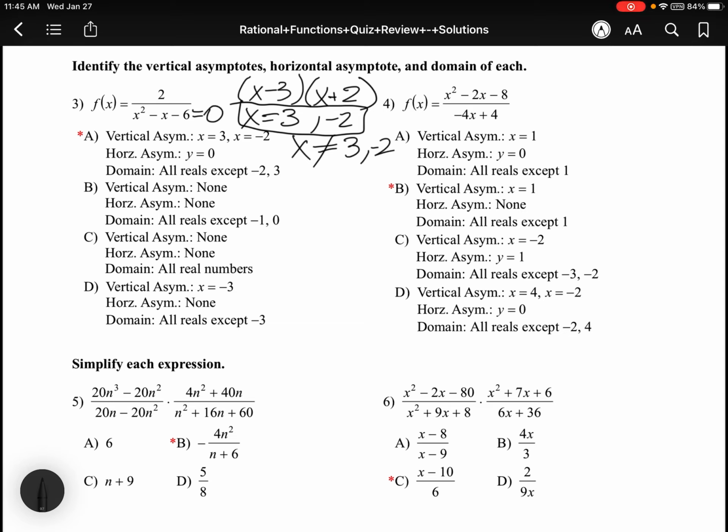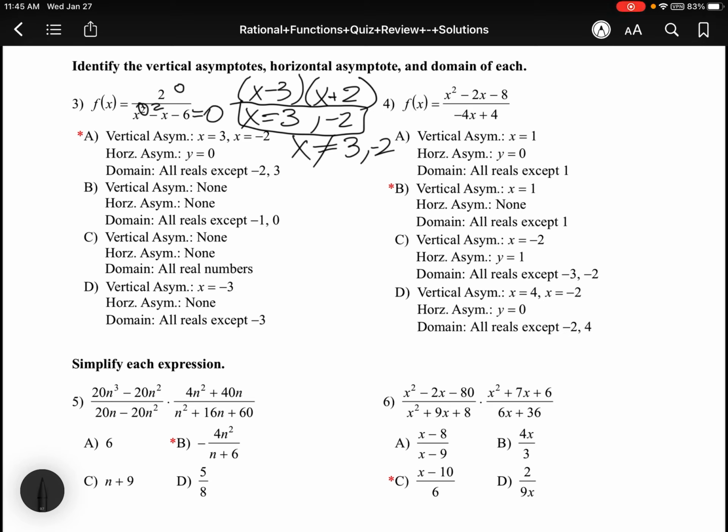Our horizontal asymptote, this is an example of case 1. The degree of our numerator is less than the degree of our denominator. There is no variable here, so the degree here is 0. The degree here in our denominator is 2, right? So 0 is less than 2. So the degree in our numerator is less than the degree of our denominator. When you have a case like that, there is going to be an asymptote at y equals 0.